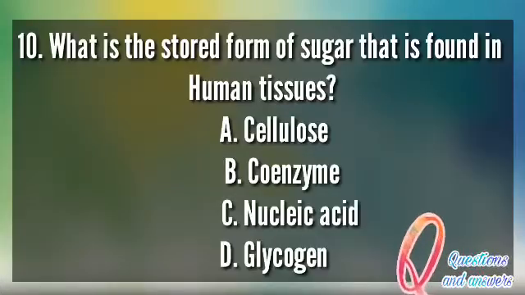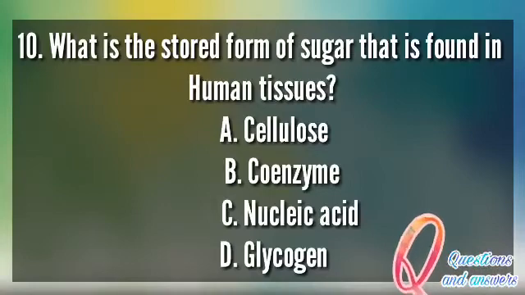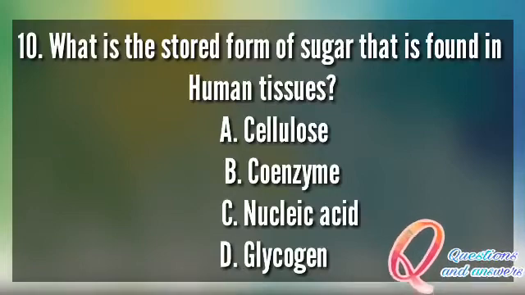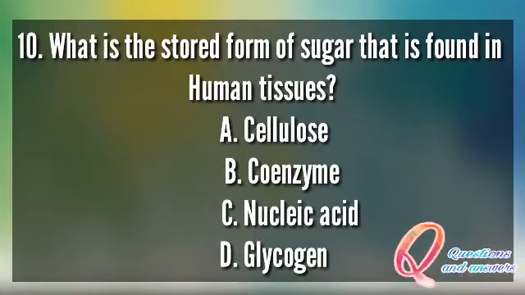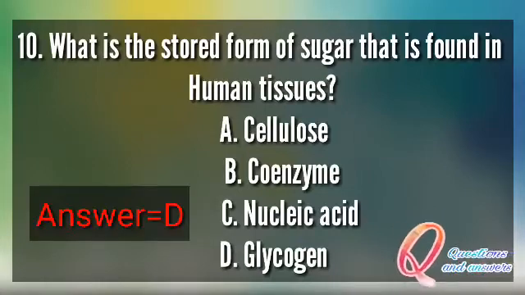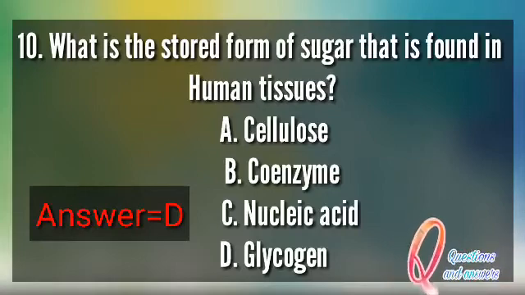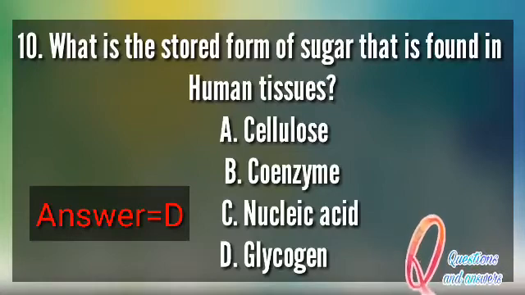Question number 10. What is the stored form of sugar that is found in human tissue? A. Cellulose, B. Coenzyme, C. Nucleic acid, D. Glycogen. Answer: D. Glycogen. Explanation: glycogen or animal starch is a polymer of glucose molecules that is stored in the liver and the muscle of animals.